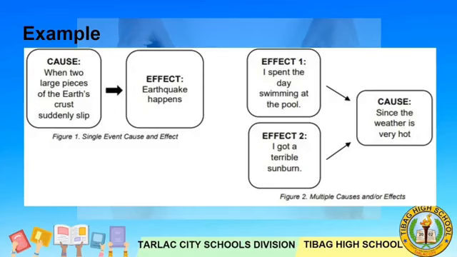We have also the multiple cause and effects. We have effect number 1, I spent the day swimming at the pool, and effect number 2, I got a terrible sunburn. And the cause is, since the weather is very hot. So with the use of a graphic organizer, we can easily determine what is the effect and the cause in the sentence given.